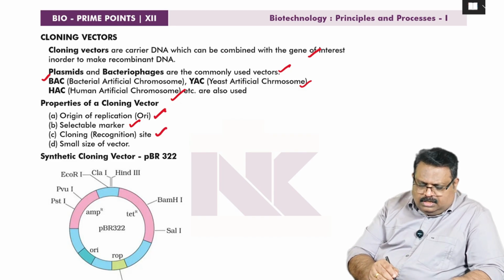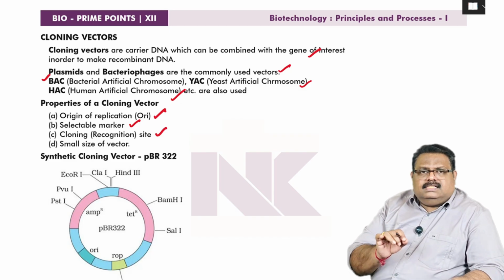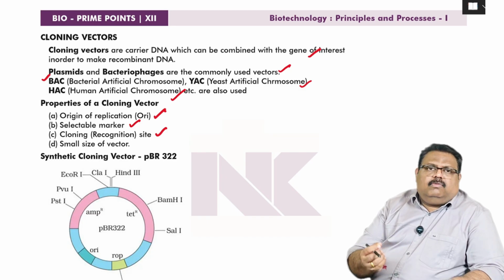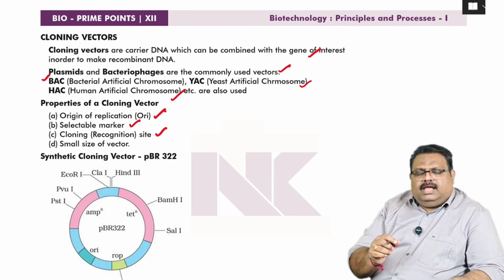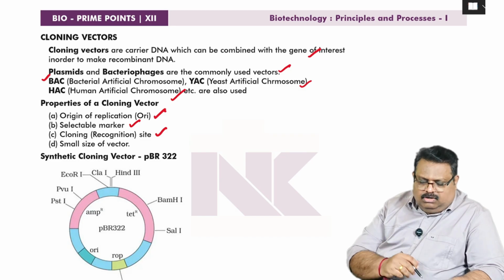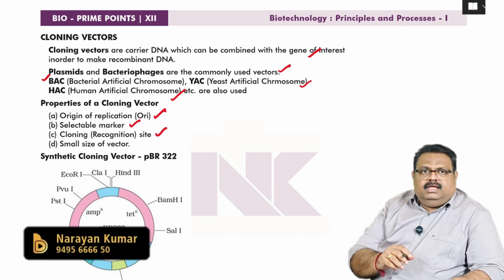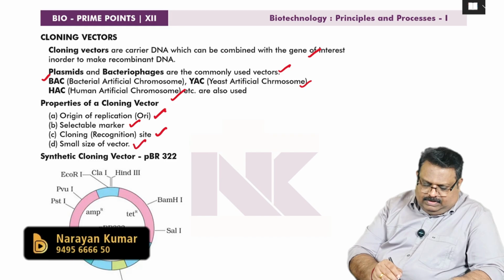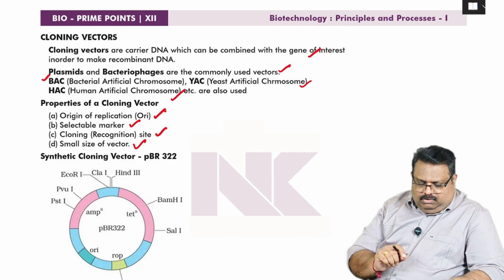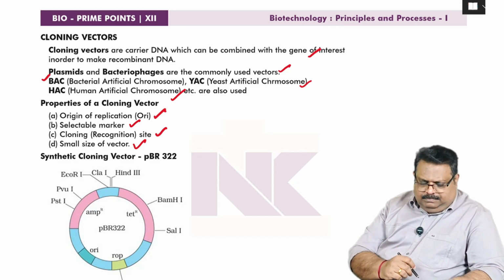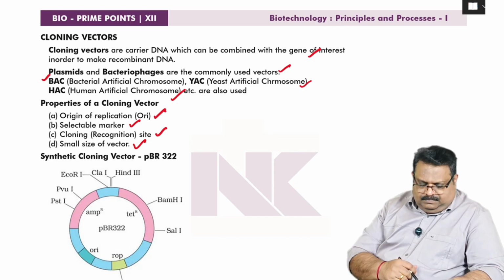Then the cloning site or recognition site. Cloning site means the site at which the desired DNA can be incorporated in the vector. Only when the foreign DNA fragment can be attached to the vector can the recombinant DNA be created. So there must be a specific site at which the foreign DNA fragment can be integrated, and that site is called a cloning site. Then the vector must be of small size. These are the four main properties of a cloning vector: ORI or origin of replication, selectable marker, the cloning site, and the small size.